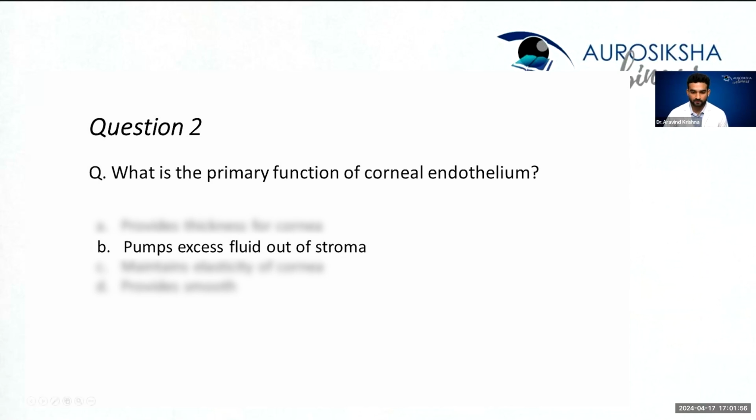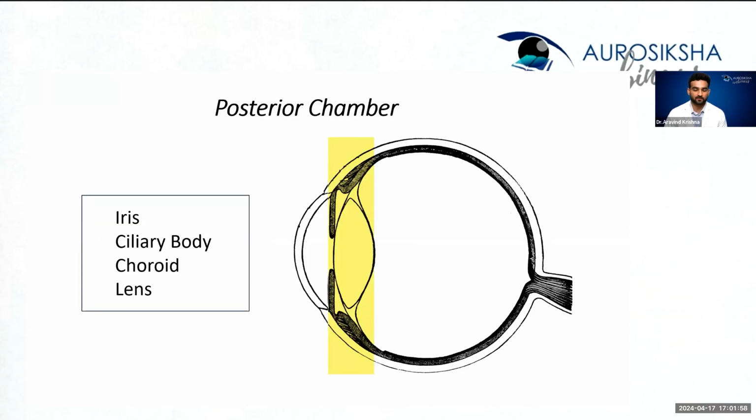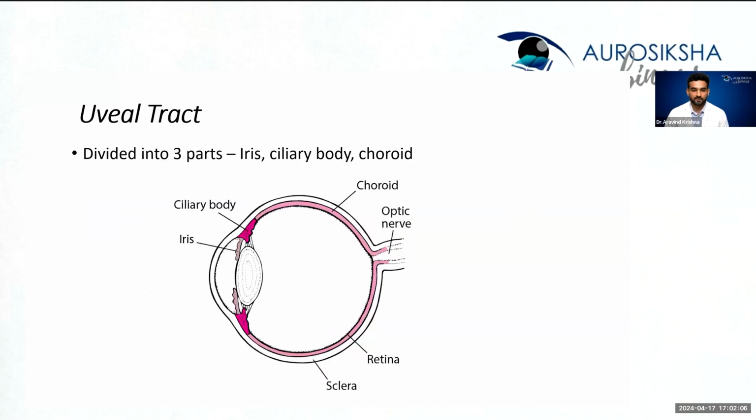So let's move on to the posterior chamber. Here I'm going to talk about the structures like the iris, ciliary body, choroid, and the lens. So the uveal tract, what is the uveal tract basically? It is divided into three parts. The iris, ciliary body, and the choroid together are called the uveal tract.